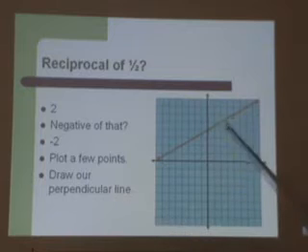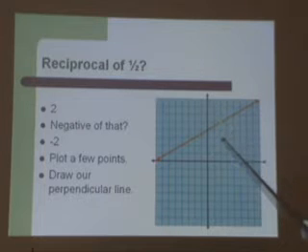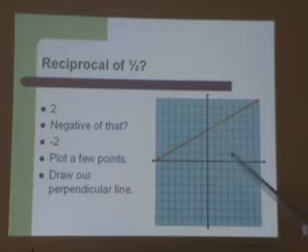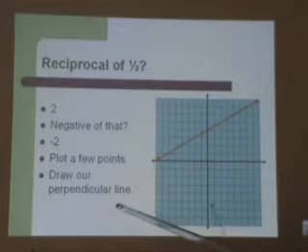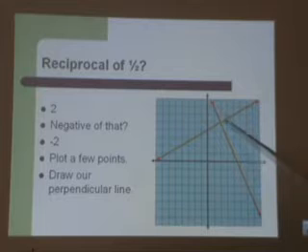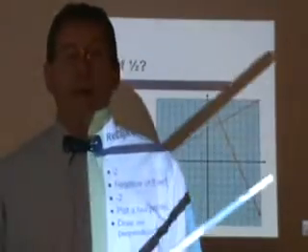Let's plot a few points. If we start at that given point, which was (2, 5), the slope tells us to go down 2 over 1. We get a point right there. We go down 2 over 1 again. We get a point right there. Down 2 over 1, another point. So we can now draw a perpendicular line through those points. And look how nice and 90 degrees it is with our original line. See, the math works from a drawing perspective.